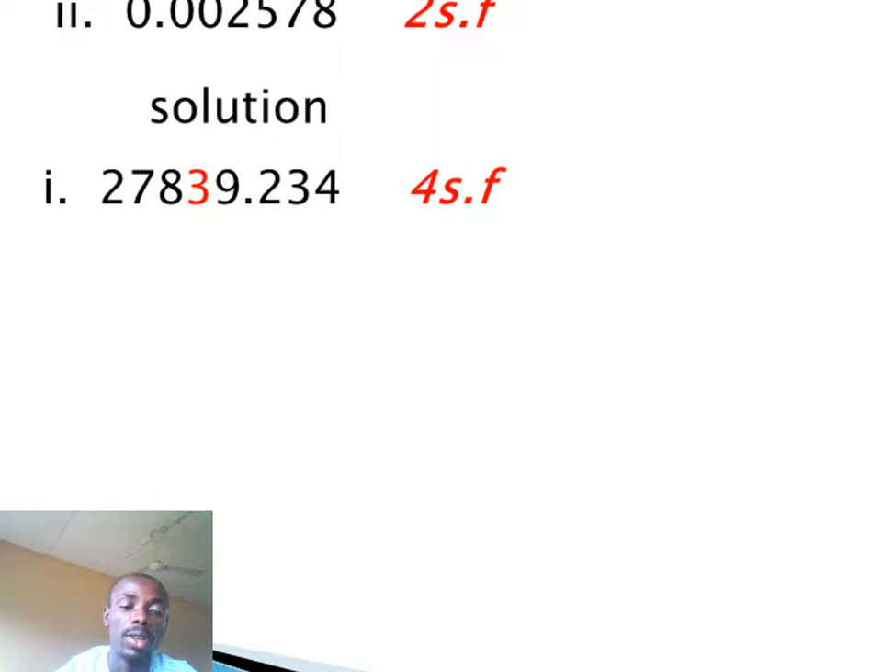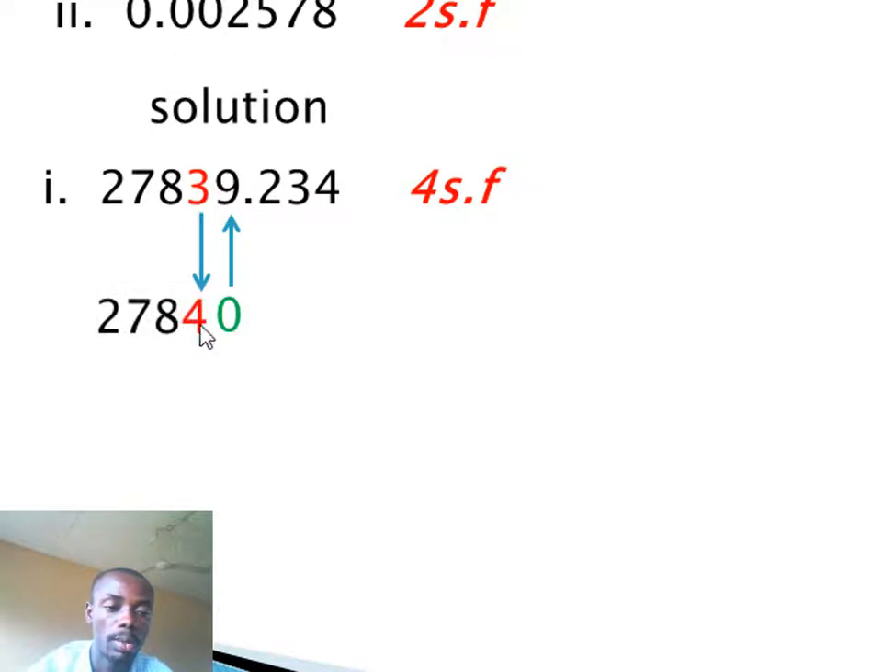Okay, now the first question, to 4 significant figures. So here, starting from the first significant figure, which is 2, down to the 4th significant figure, which is 3. Okay, we want to approximate 9, and approximate 9 to 1. Of course, it's approximable. So add 1 to 3, making 4. So our 3 is going to become 4 and our 9 will become 0. So doing this, we have successfully approximated this to 4 significant figures.